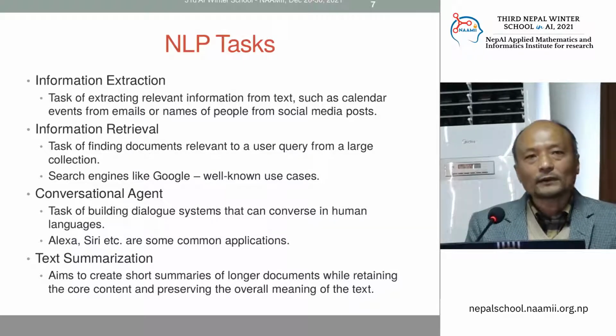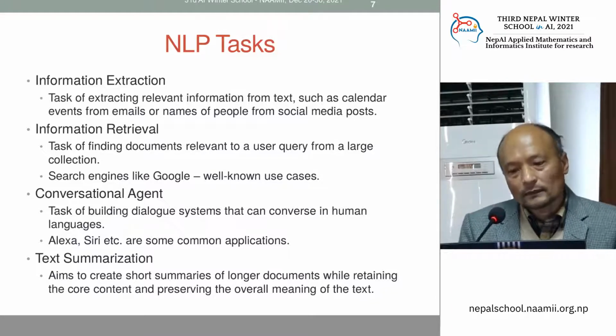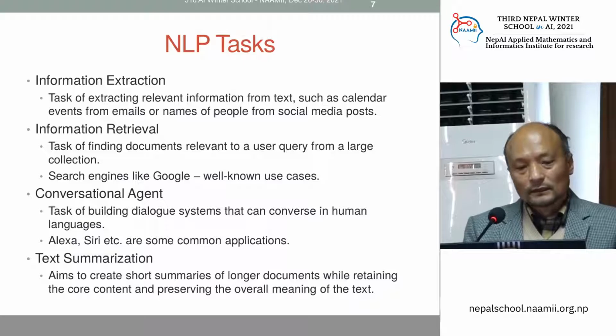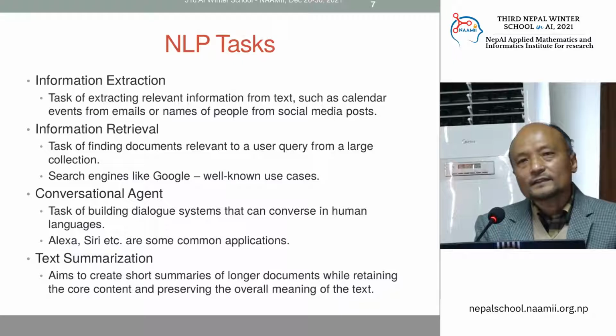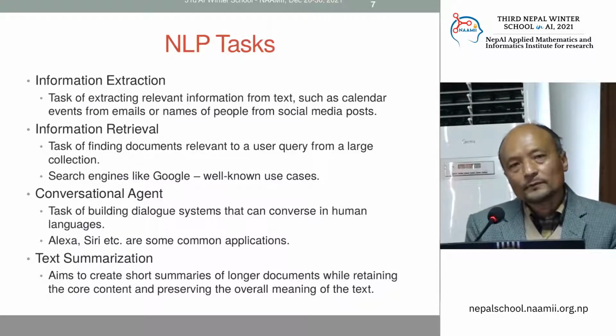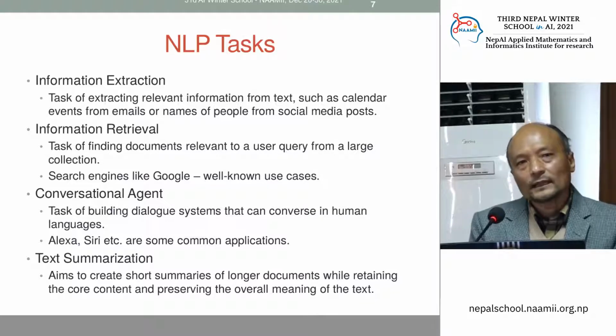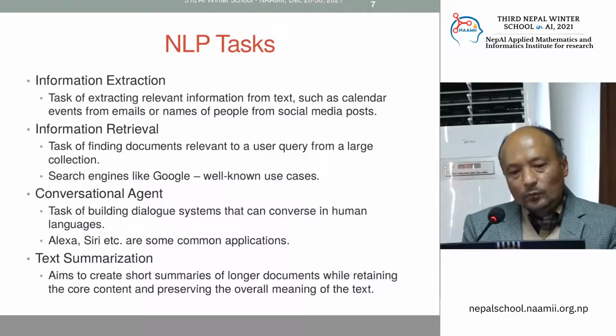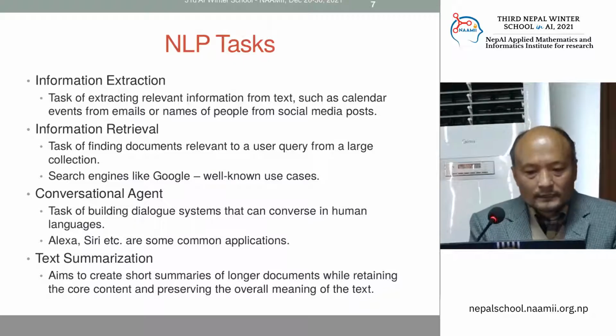From a body of text, we'd like to extract certain information. It could be proper nouns, some calendar events from emails, for example, or names of people from social media posts. So that's information extraction. Information retrieval, that's another task, and talking about search engines, information retrieval has a close relationship with that. Every day we use Google and all the search engines, and we'd be interested in finding relevant documents based on our search query terms. So that's information retrieval.